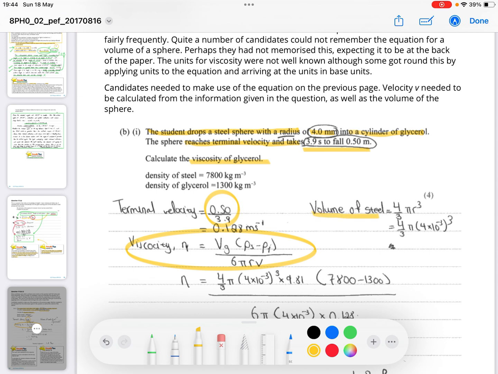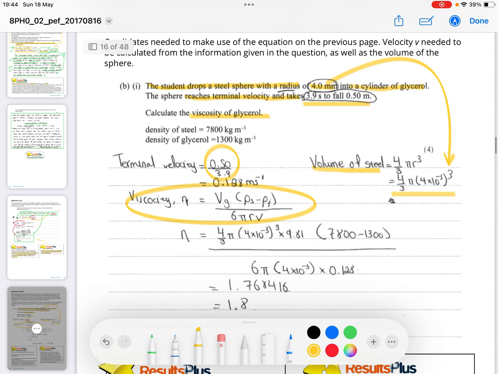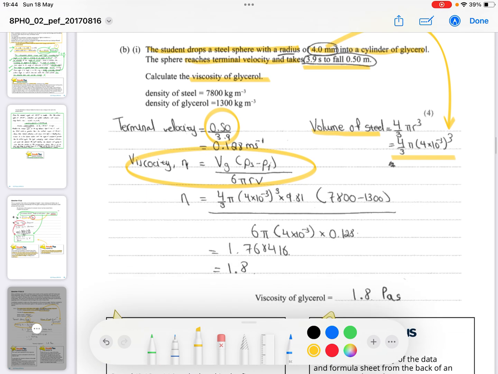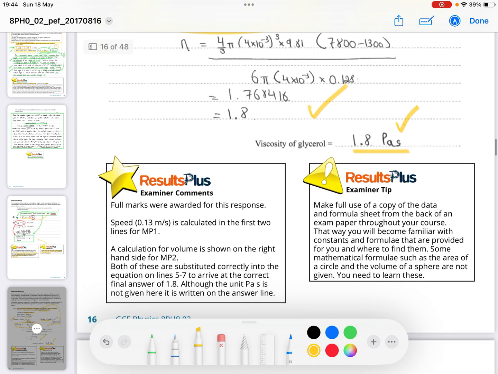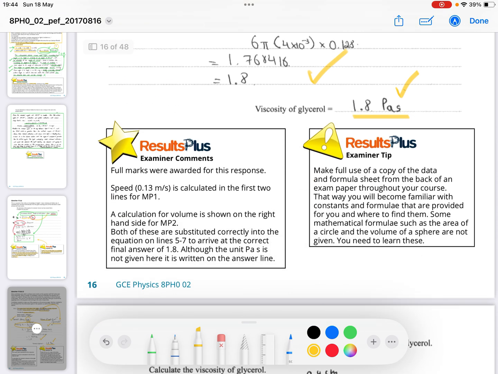and then obviously you need to work out the volume of the steel sphere, 4/3 pi r cubed. Looks like this student has done it right. He's changed 4 millimeters by putting it 10 to the minus 3 before he cubes it. So he's put all the values in, and he's got the correct units as well, which I think is one of the marks. So looks like he's got all 4 marks. Okay, so you can stop the video and have a look at what the examiner's written here and what the examiner has given to you as a tip.